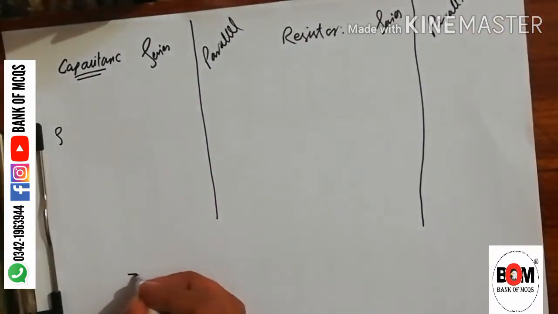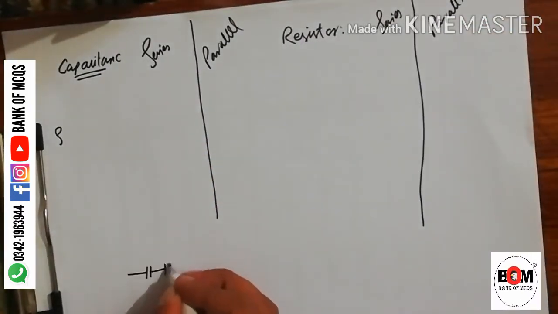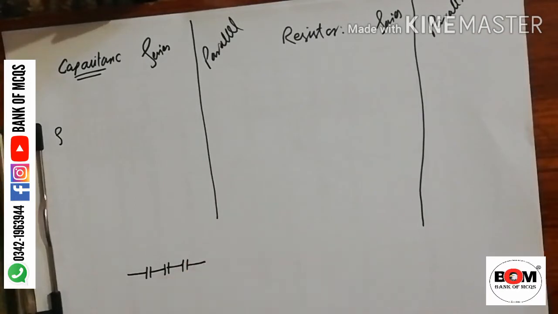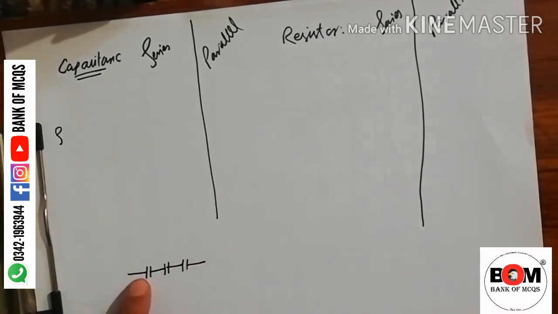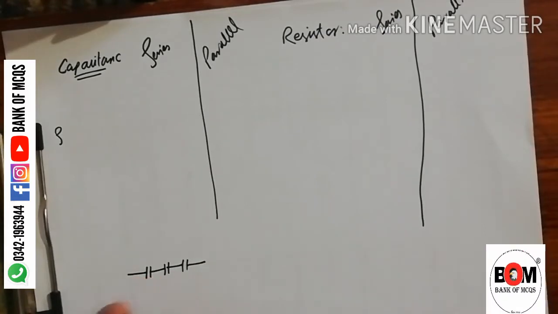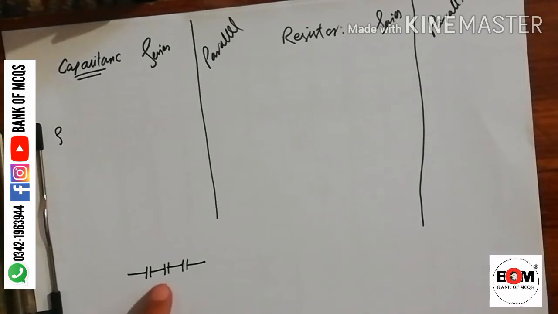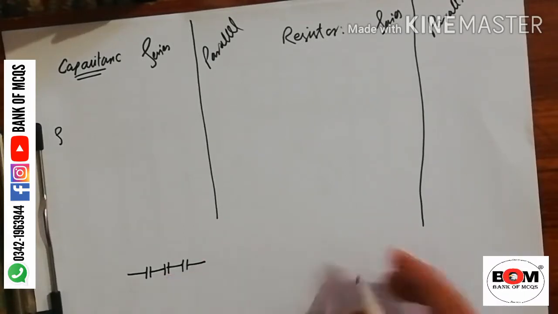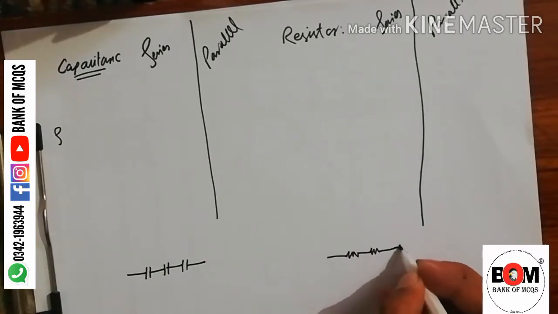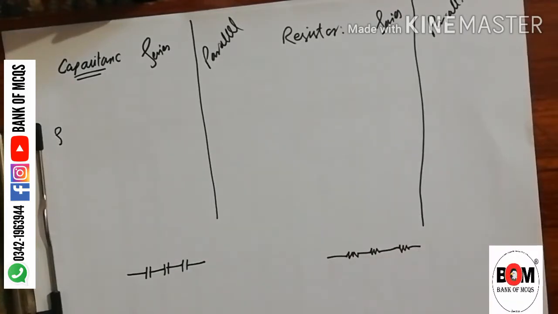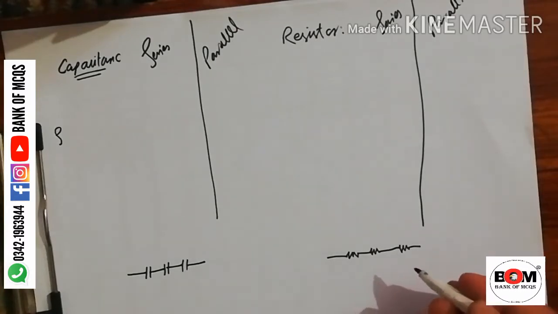Series means connecting one to the other in the same line, one after another, connecting one plate to the next plate, and so on. So these are capacitors connected in series. Now to connect resistances in series, suppose we have 3 resistances; it can be 2, 3, 4, 5, 6 and so on. I took the example of 3.